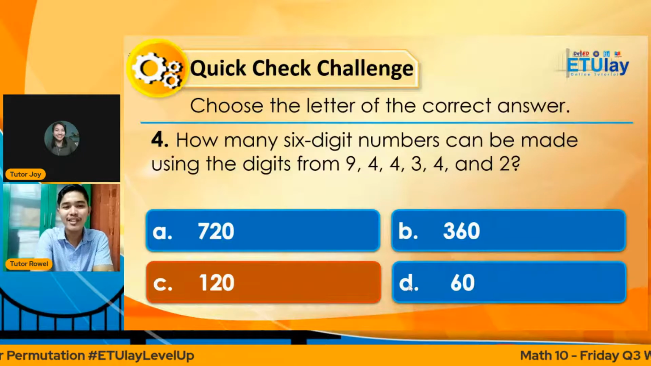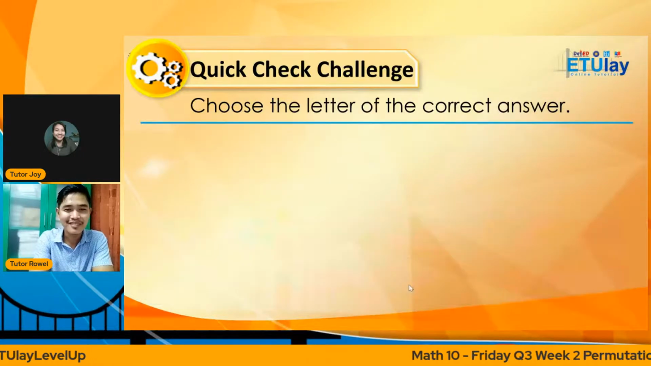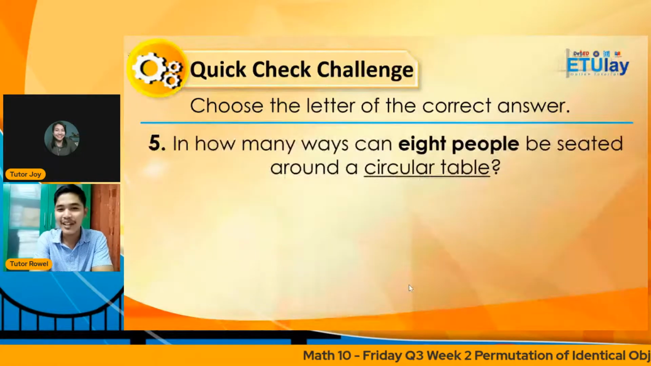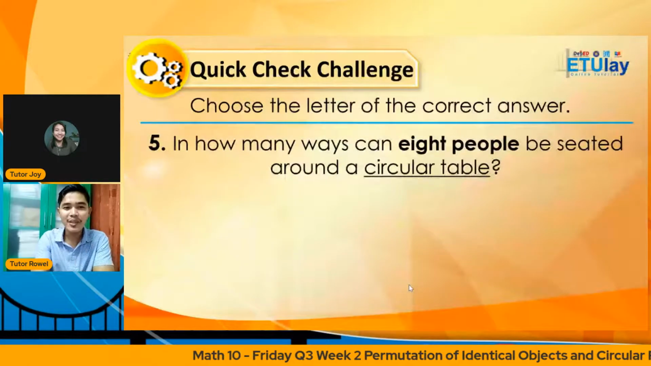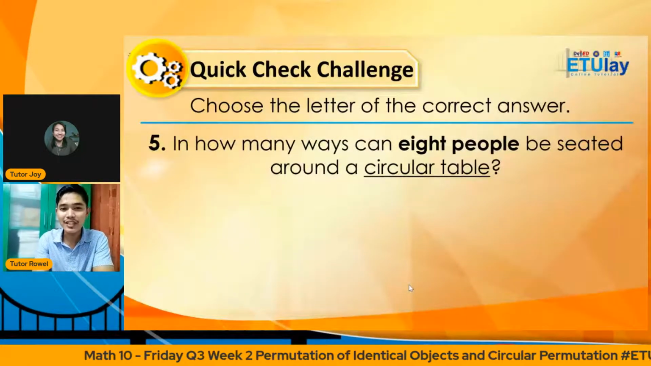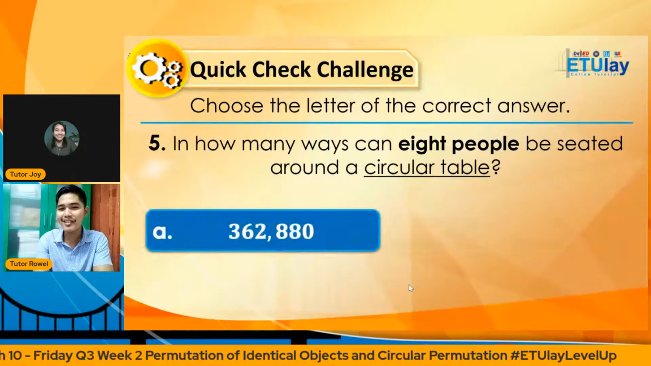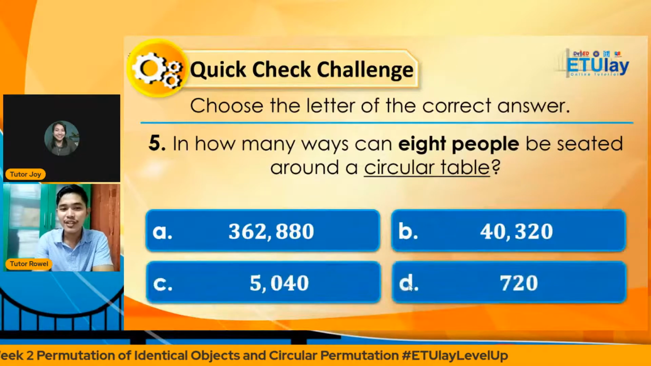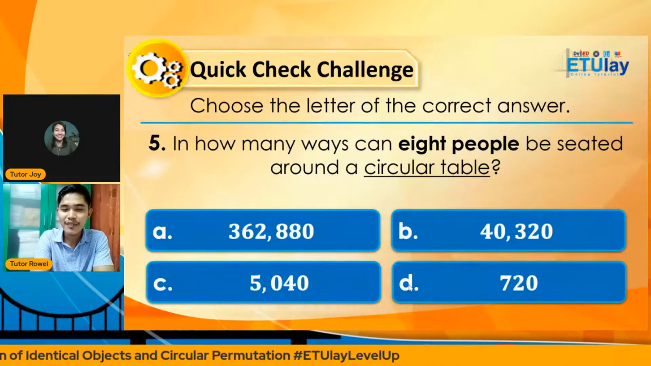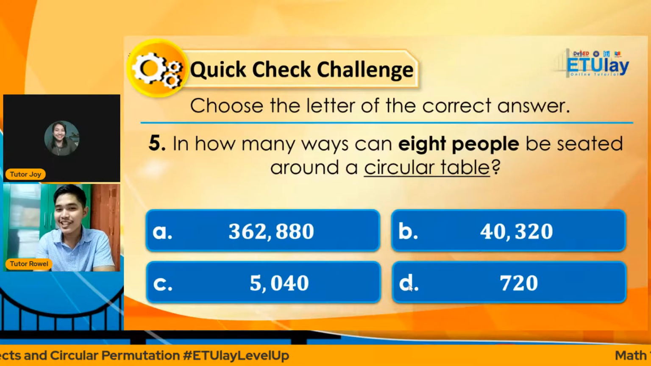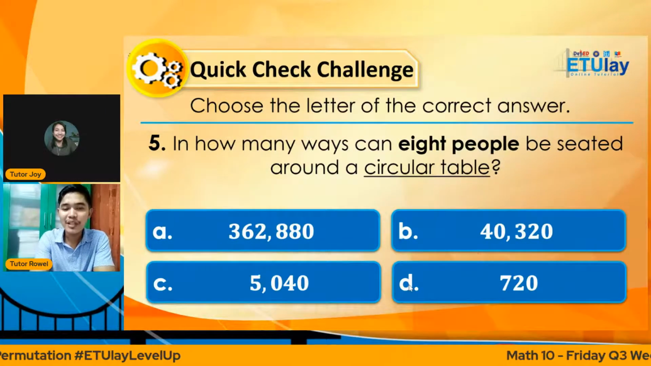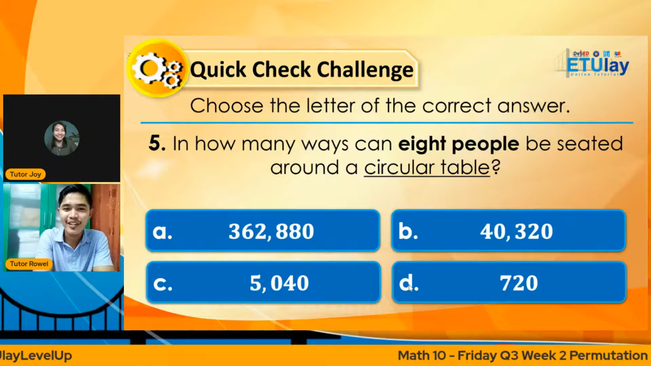And Tutor Joy, what is question number 5? Ito na, ang number 5 natin. In how many ways can 8 people be seated around a circular table? Yung second, third, and fourth po natin ay naka-linear in nature. Pero how about number 5, naka-circular arrangement?